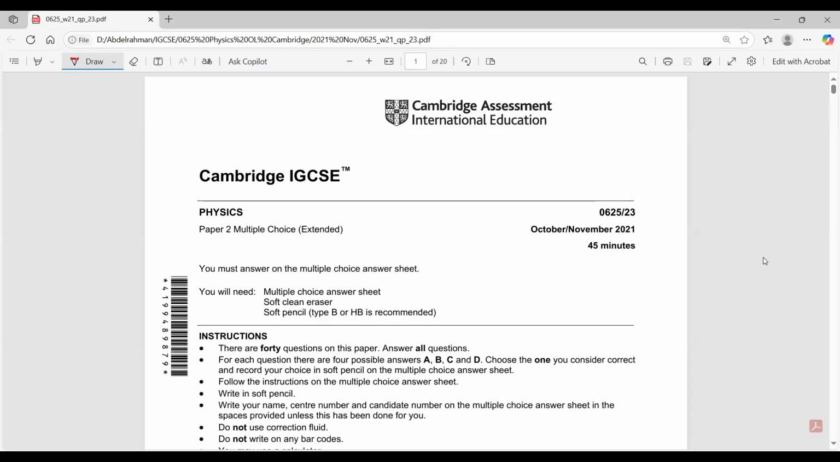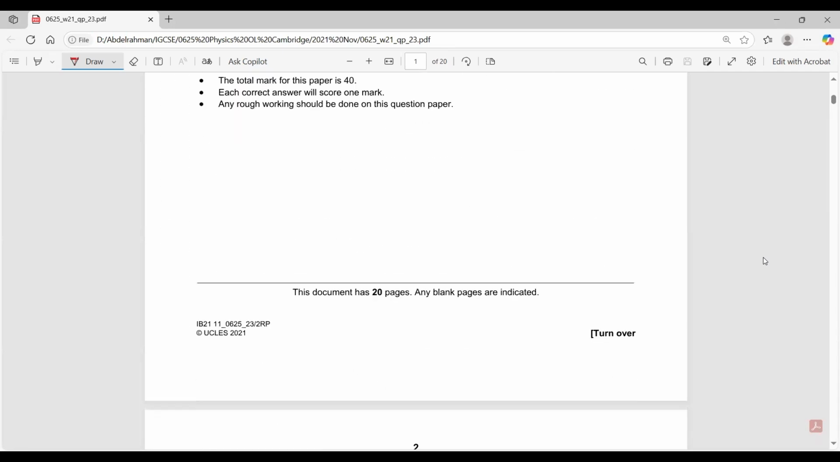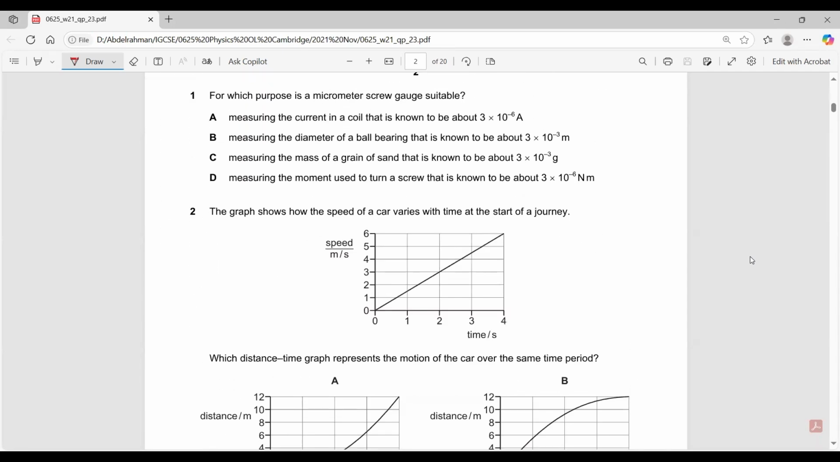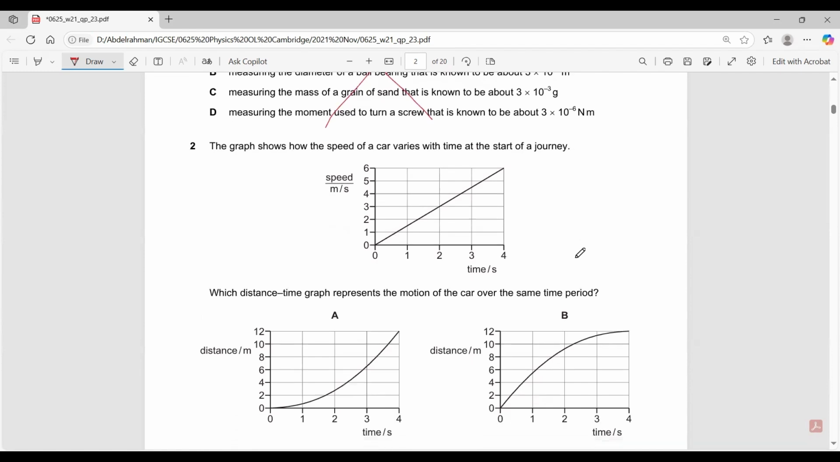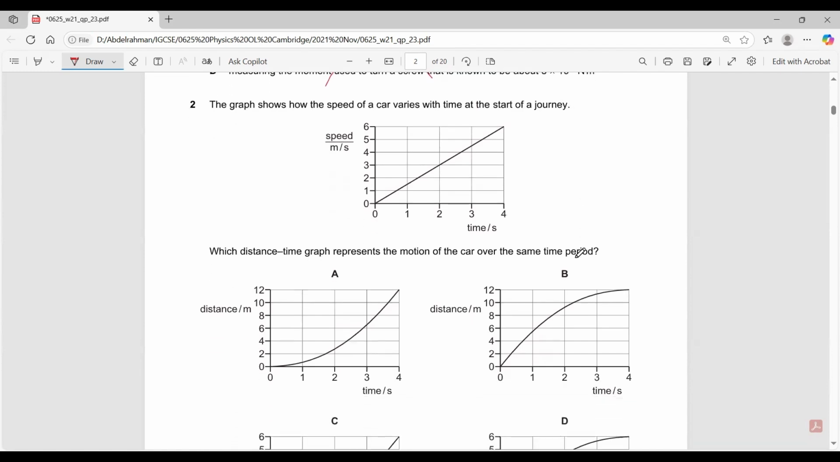November 2021, paper 2, variant 3. Question 1 is cancelled. Micrometer screw gauge has been removed. Question 2, you have a speed time graph of a car. Which distance time graph represents the motion of the car over the same period?